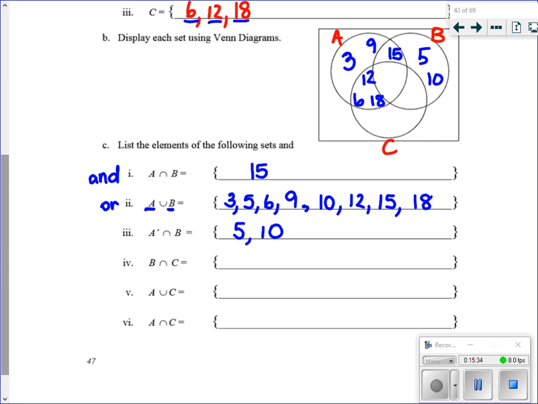Okay, the next one says where B intersects C. In B intersect C. The area where B intersects C, that's here. There's nothing there, not even a 0. Like nothing there. How do I write a set that is empty? There's nothing in it. That's the empty set. It is a set. It's the empty set.